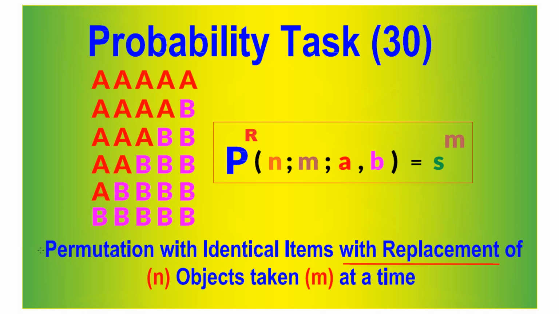In this video, we will study permutation with identical items but with replacement. And we have to underline this with replacement because it's very important. It changes this formula completely, and that is of n objects taken m at a time.